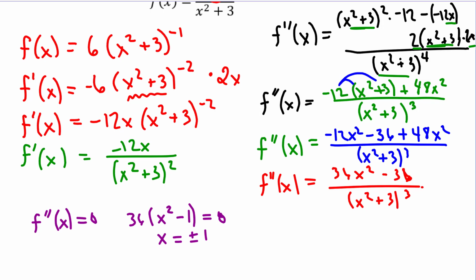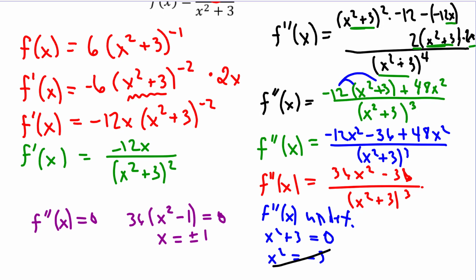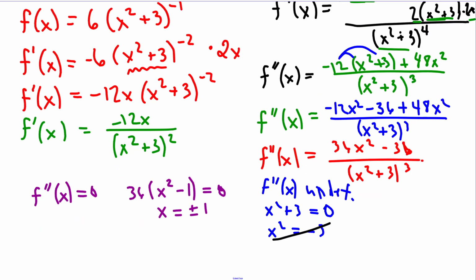And then I'm going to set the denominator equal to 0, so that the f double prime of x is undefined. So I have x squared plus 3 equals 0. Basically, this whole thing will be undefined when the interior function is 0. So basically, when x squared equals negative 3. So x squared will never equal negative 3, so this actually never happens. So we're just looking at when x is plus or minus 1.